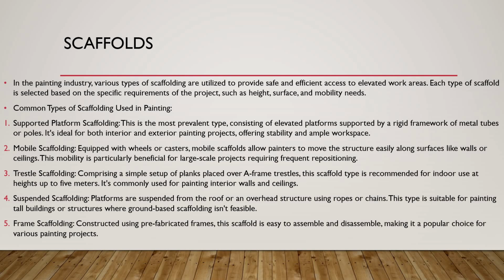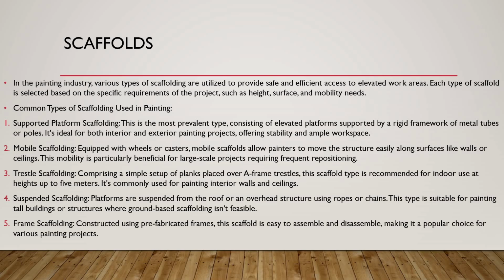All right, scaffolding. So in the painting industry, various types of scaffolding are utilized to provide safe and efficient access to elevated work areas. Each type of scaffold is selected based on the specific requirements of the project, such as height, surface, and mobility needs. Common types of scaffolding used in painting would be supported platform scaffolding.